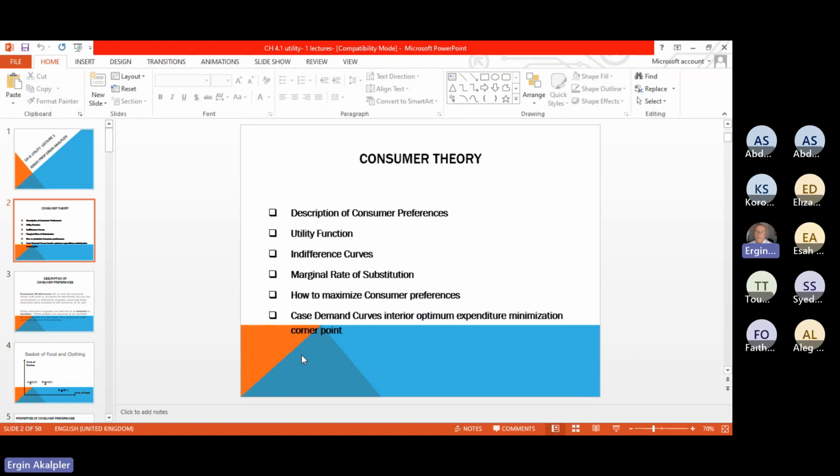When we are going to the utility, we are understanding consumer satisfaction. In this chapter, or in this presentation, we are going to introduce you again to the preferences, the utility function, the indifference curve, the marginal rate of substitution, how they maximize consumer preferences, and cases: demand curves, interior optimum, expenditure minimization, corner points.